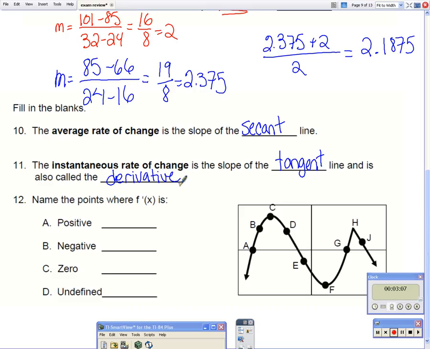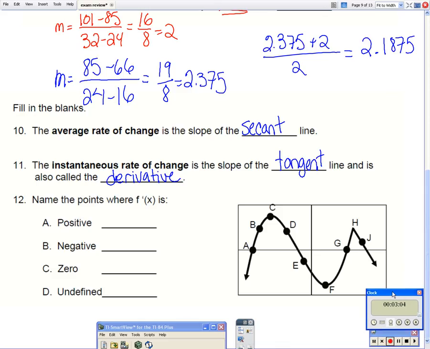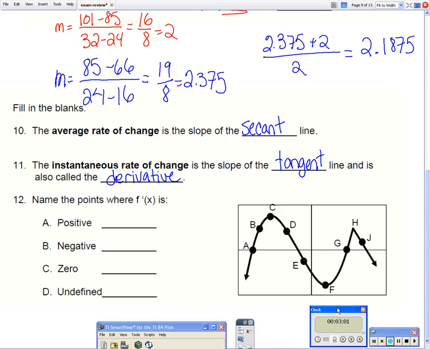So looking at our graph for number 12, the points where the slope is positive is where our graph is increasing. So that would be A, B, C. The tangent line at C is 0. G, we're increasing at G, so that's positive. So those are the only three answers for where we have positive derivatives or positive slopes of our graph. The negative points are D, E, and J. F is also 0. And the derivative is undefined at H because we cannot have a derivative at a sharp point on our graph.